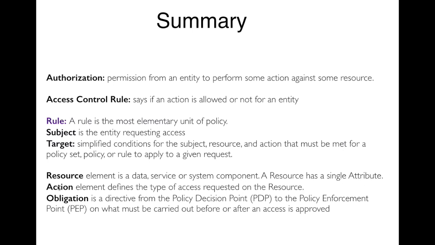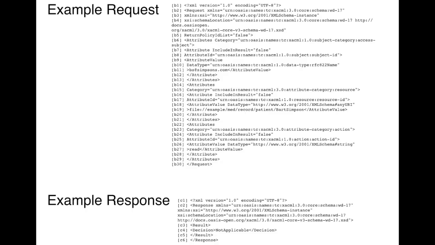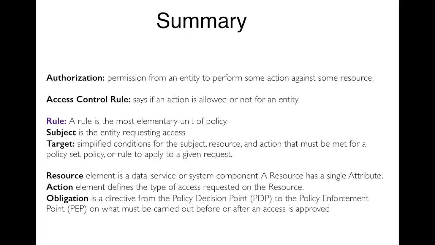Then the resource, that is the data, service, or system component, and has one single attribute. Okay. Then the action, that defines the type of access requested on the resource. For example, here the action was read. You see, action read. It could be write, and a lot of them. Obligation, finally, is a directive from the policy decision point to the policy enforcement point on what must be carried out before or after an access is approved. So it says what it is going to do after or before the access is approved.